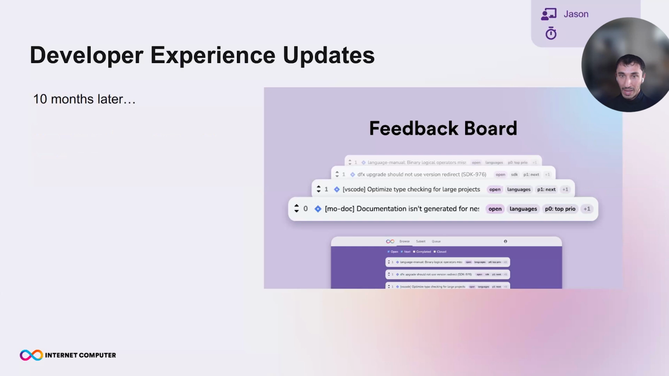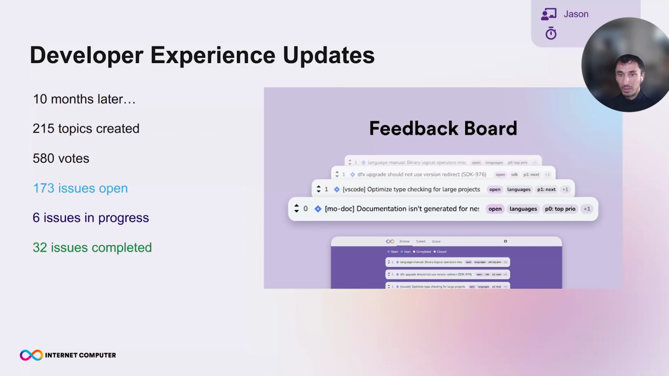Next slide, please. So 10 months in, I'm happy to report a few key stats. We have 215 topics created, 580 votes in total, 173 issues that are currently open. We have 6 issues that are currently in progress. And lastly, we have 32 issues that have been completed.